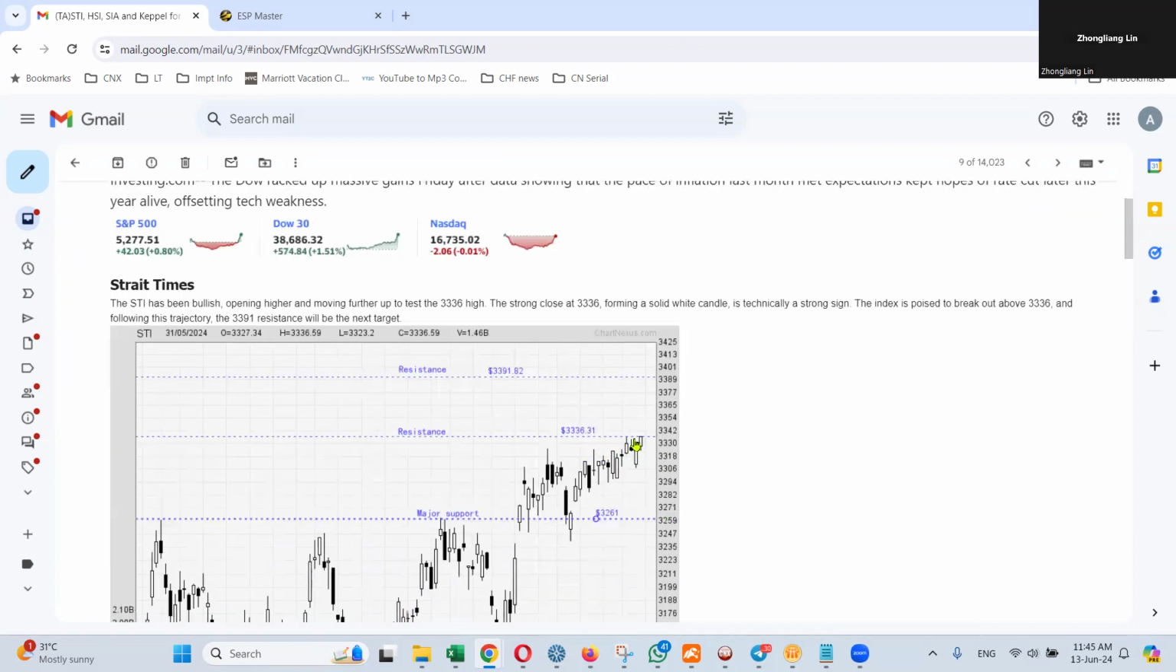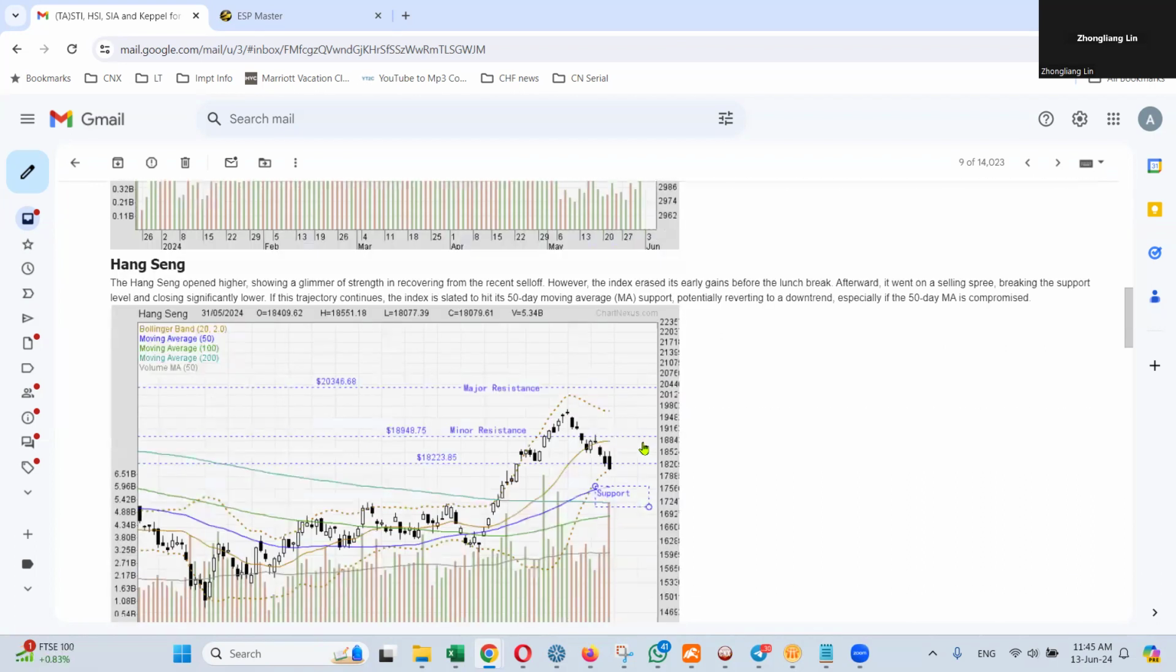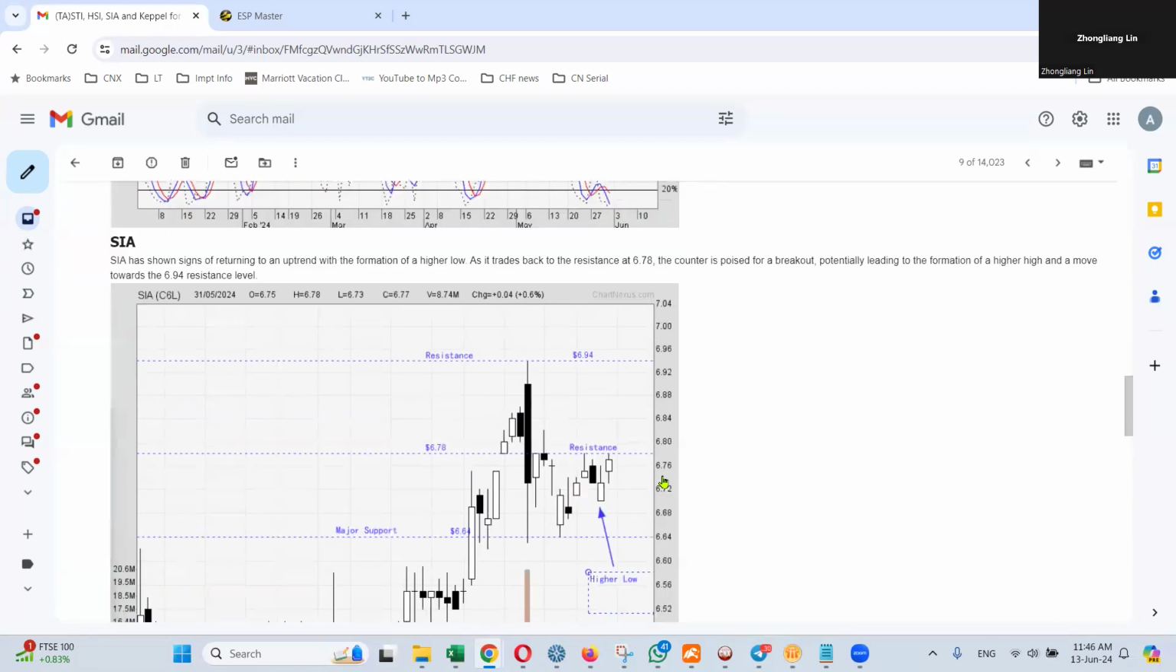And here you can see STI pushing to break out above its previous high to go into uptrend. Hang Seng breaks down its support level, continues to be bearish, and is potentially reverting to a downtrend, especially if it breaks its 50-day. So yeah, this is the bad performance of Hang Seng. And SIA has to cross 680.78 in order to hit the 694 resistance.